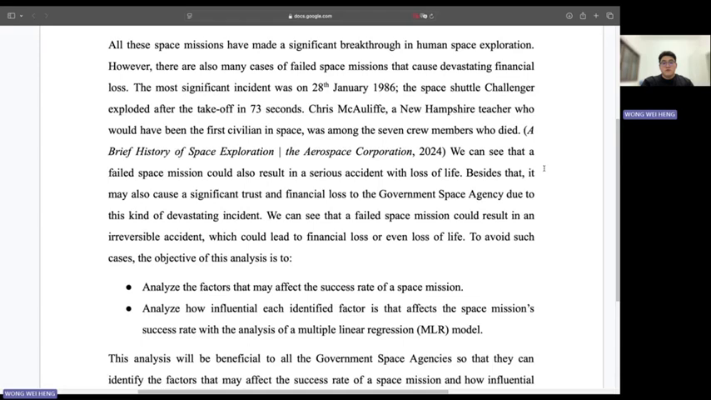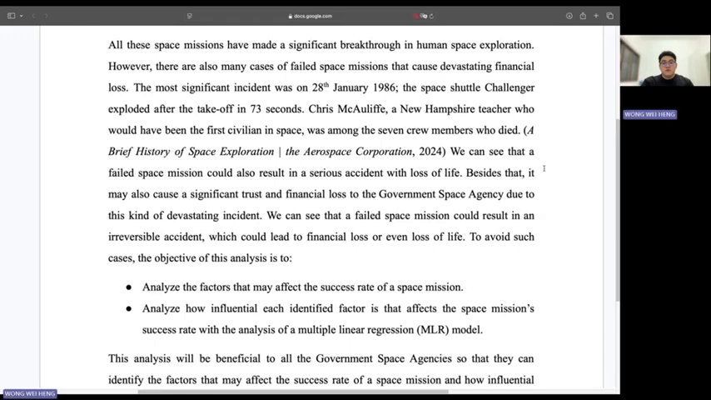Besides that, it may also cause a significant loss of trust and financial loss to the government space agency due to this kind of devastating incident. We can see that a failed space mission could result in an irreversible accident, which could lead to financial loss or even loss of life.